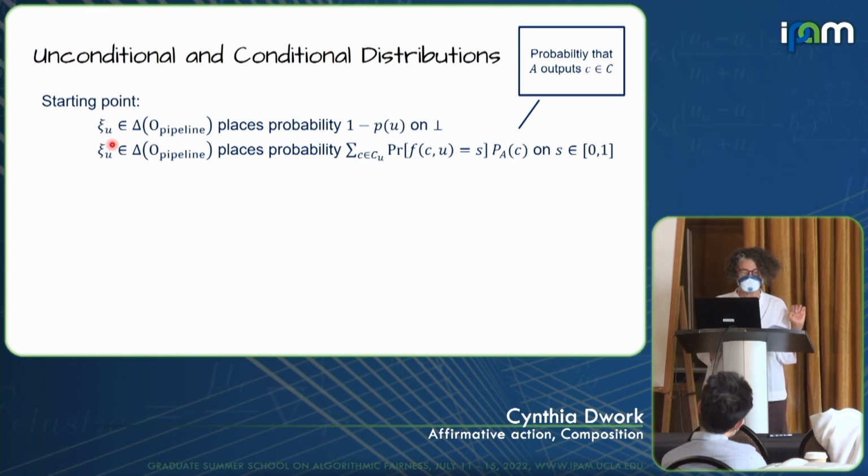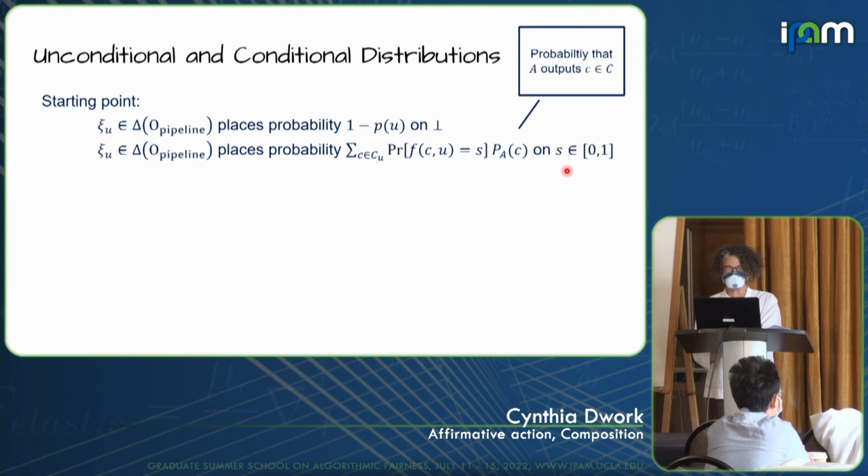So we're going to let psi u be an element in this distribution that places a probability 1 minus the probability of hiring on bottom, that's not getting hired. And it will place a certain probability on every possible score S between 0 and 1, which is given by the probability that if we apply a function f on the cohort individual pair, we get a score S, times the probability that A output this particular cohort, which is one of the ones that contains U. So it places some probability on bottom, the not hiring probability, and the scoring probabilities for each score otherwise.